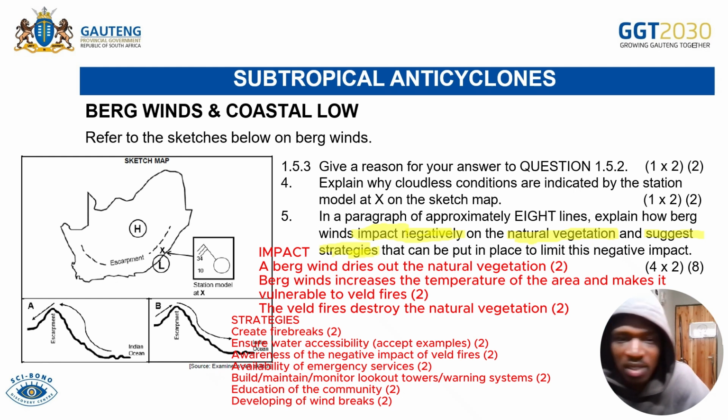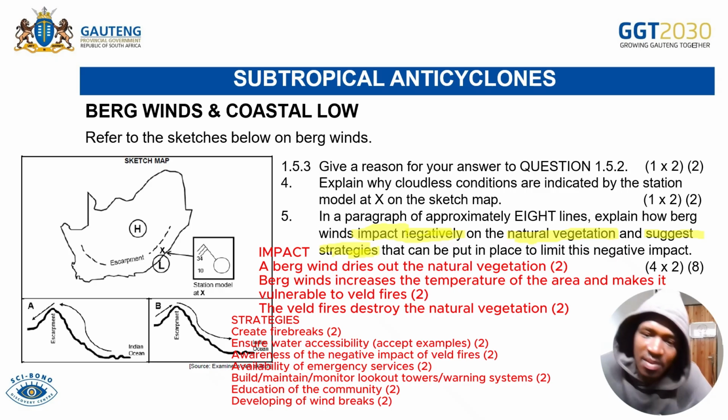One common mistake which people make in paragraph questions is just answering one aspect. If you don't highlight, you won't know exactly what's being asked of you, because you can easily forget. Just make sure you highlight the main points. The main point here was impacts, and not just any impacts, negative impacts on what? On the natural vegetation. And afterwards, you have to suggest strategies to limit the negative impacts.